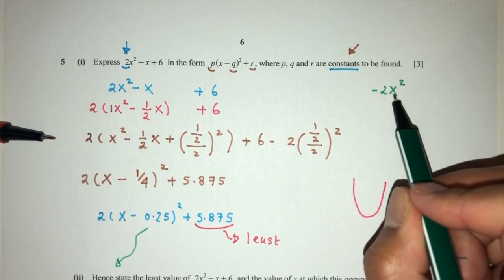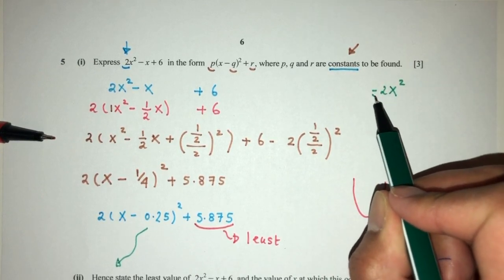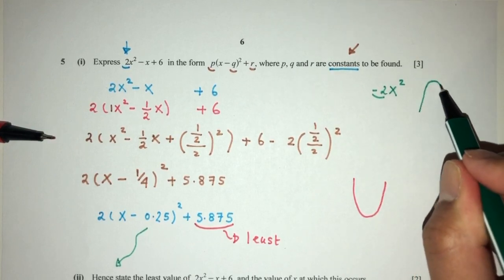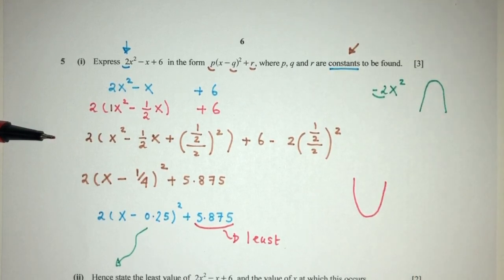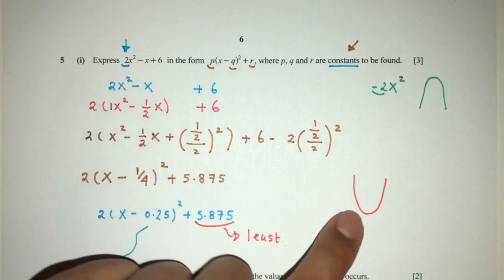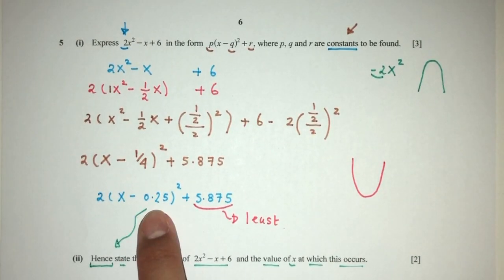So because the coefficient of x squared is minus 2, it is negative, the shape will be like this. Okay, so that's something good to know when dealing with those kinds of questions. And we can just think fast to find out what we can do to find the answers. In this case, we know the shape is like this, so it means that it will have a minimum value.